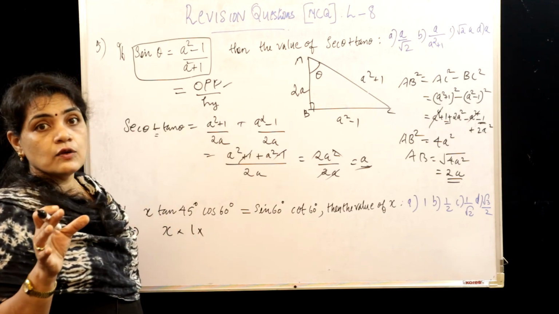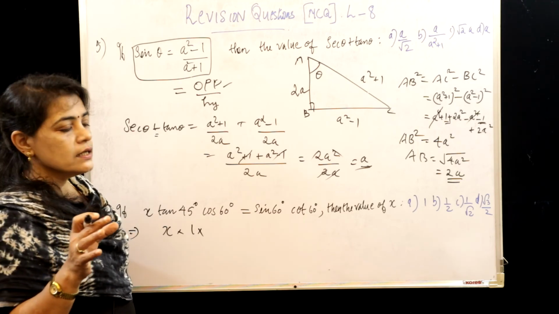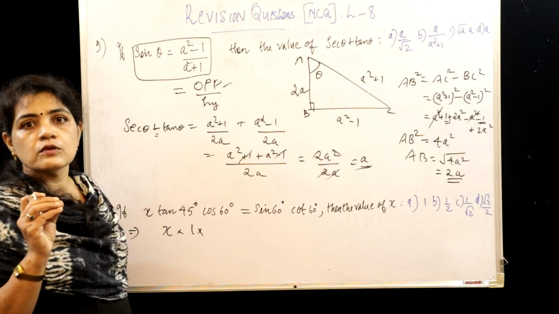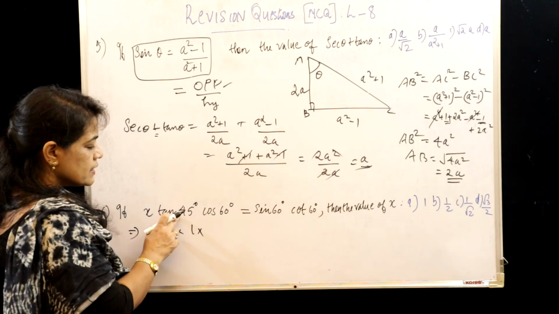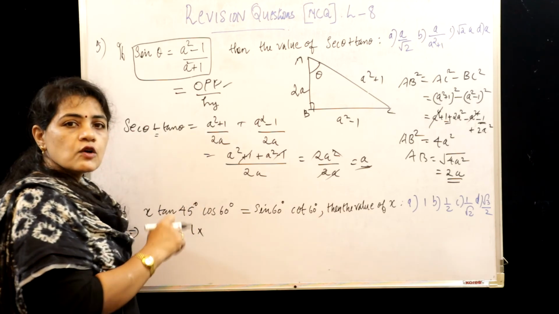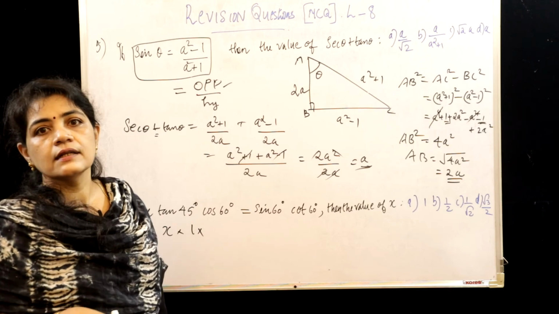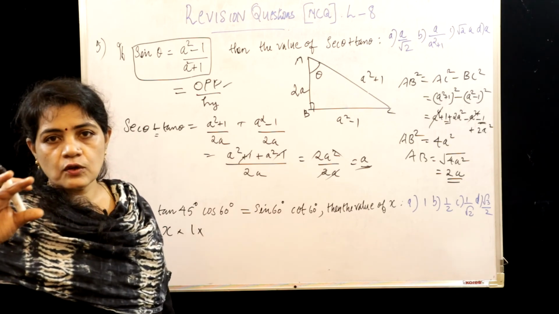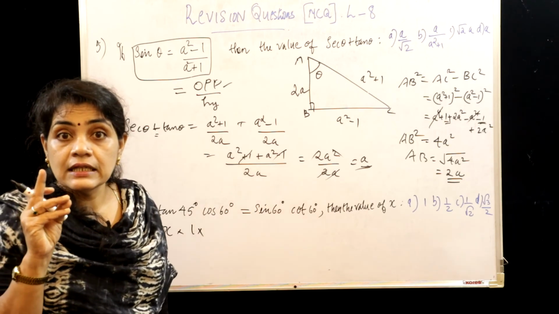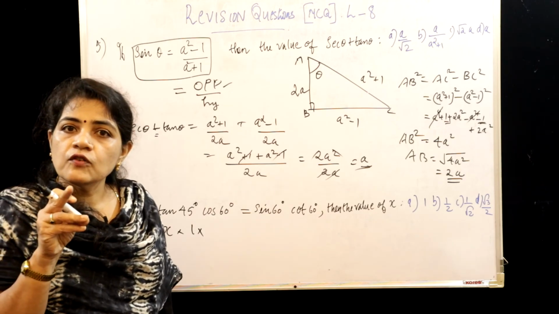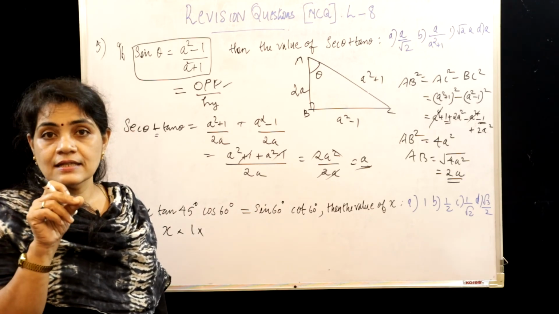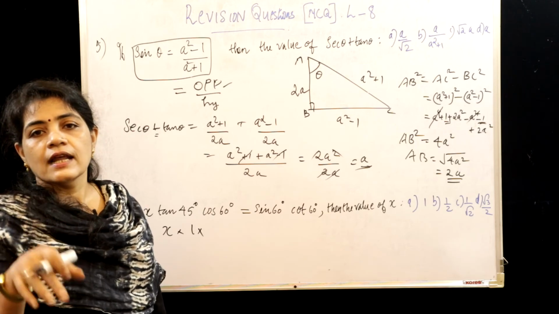Children, learn the values of specific angles, that is acute angles. Definitely you can expect a question from that section. Tan 45 is 1. And what is cos 60? Cos 60 is sin 30. We know the first row: sin 0 is 0, sin 30 is 1 by 2. What is sin 45? 1 by root 2. Sin 60 is root 3 by 2, and sin 90 is 1.